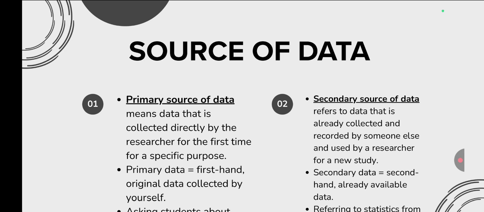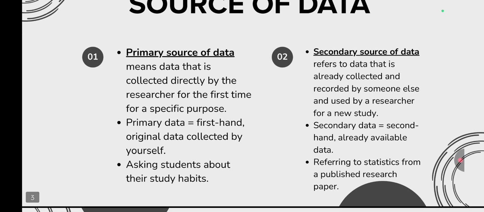Coming to the main topic, source of data, it means where we are getting the data from. It is mainly divided into two types: primary source of data and secondary source of data. If we are collecting data directly by ourselves for the first time for a specific purpose, then it is known as primary source of data.